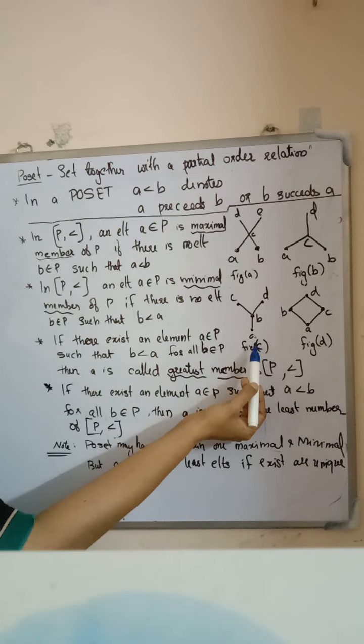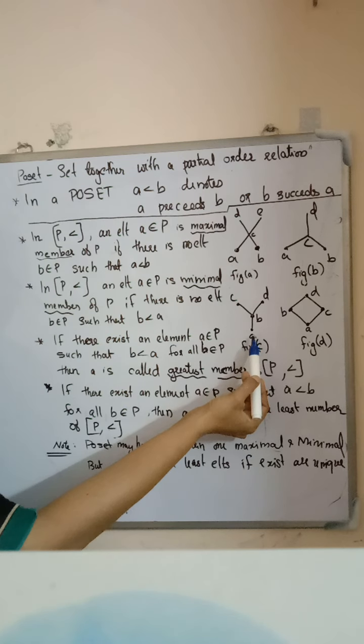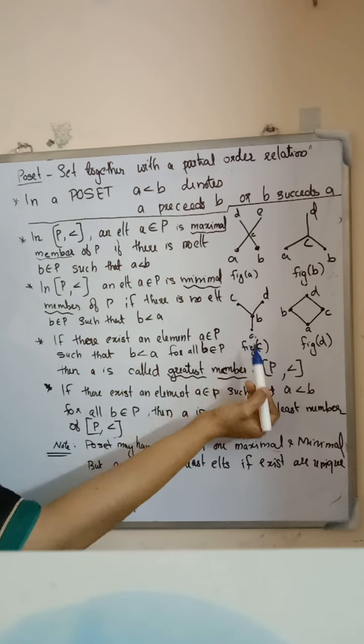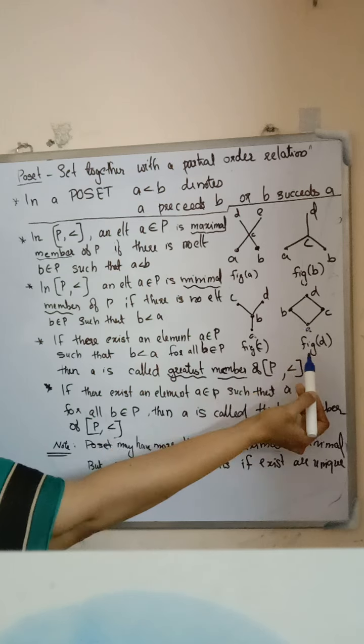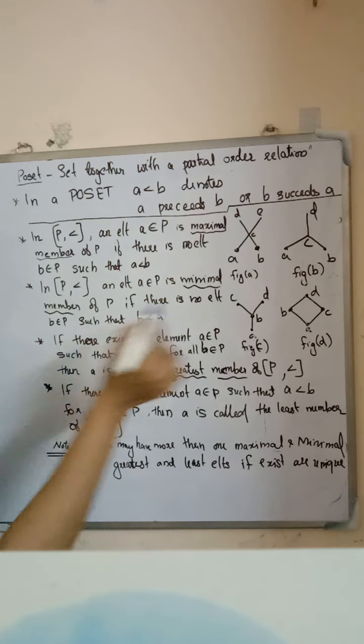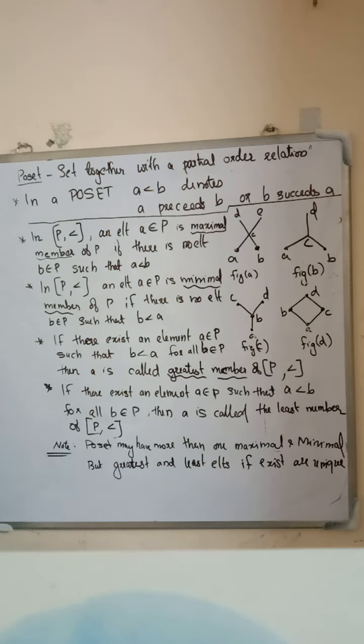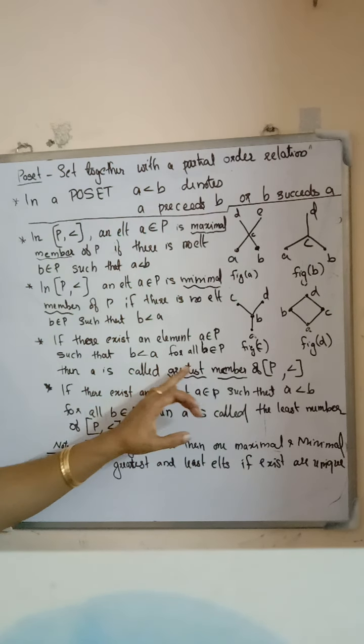Also, in this third figure, A is the minimal element because no other element is less than A. That is, A is not a successor of any other element in P. Here also A is the minimal element because A is not a successor of any other element. So A is the minimal element in figure D also. Next we define greatest member.